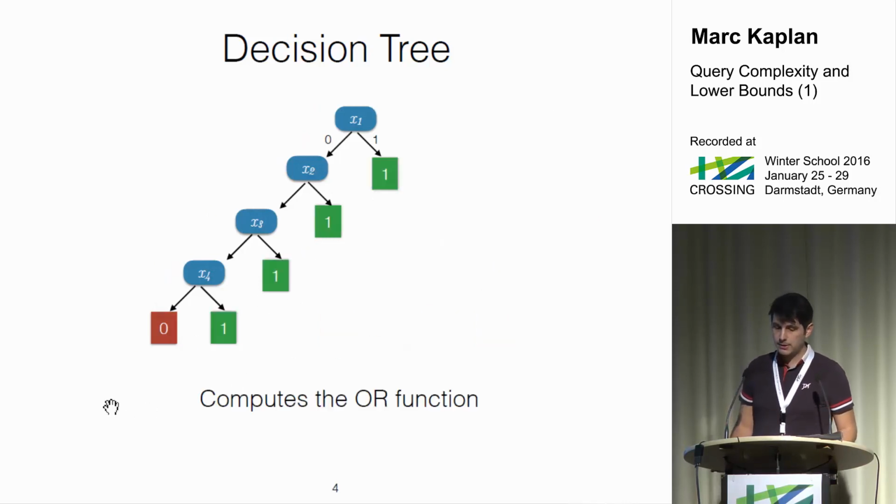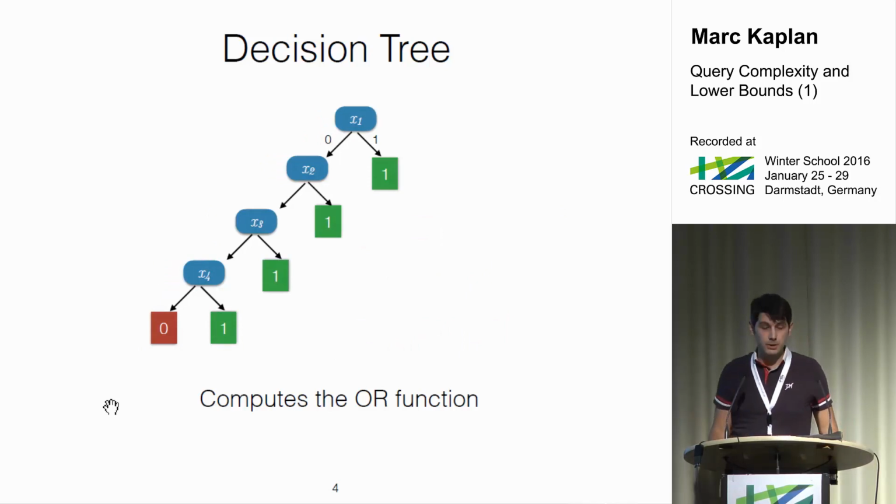All right, so here is a decision tree, for example, for a specific function. This is the OR function on 4 bits. So I first ask for the first bit. If it's a 0, I continue. If it's a 1, then I know that the OR of the 4 bits is 1, so I can just output 1. And otherwise, I continue. And eventually, if all the answers I got were 0, then I output 0. Right, so this is the OR function.